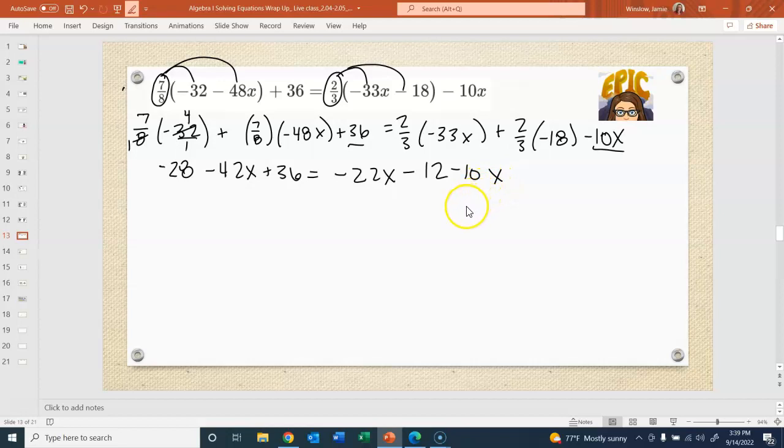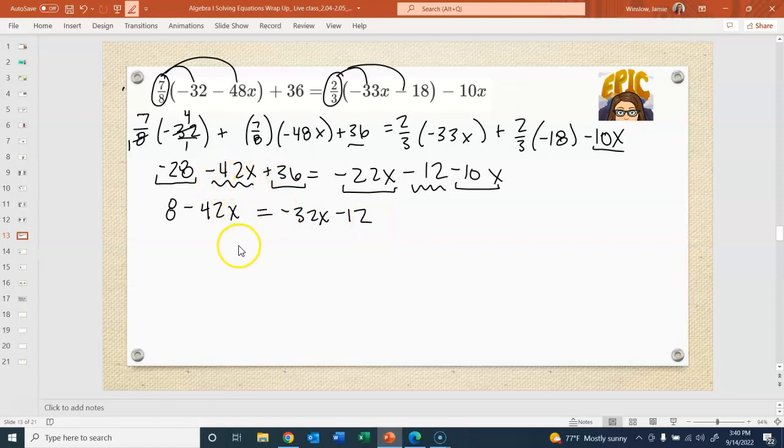Okay, we've gotten our distribution done and our fractions out of the way. Now we can start collecting like terms. So negative 28 plus 36. That is a positive 8. We'll bring down the negative 42x. Negative 22x minus 10x is a negative 32x, and bring down the negative 12. It's just getting smaller and smaller.